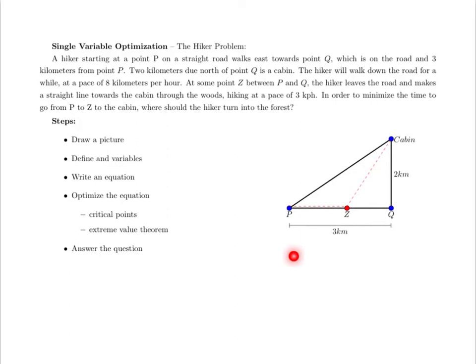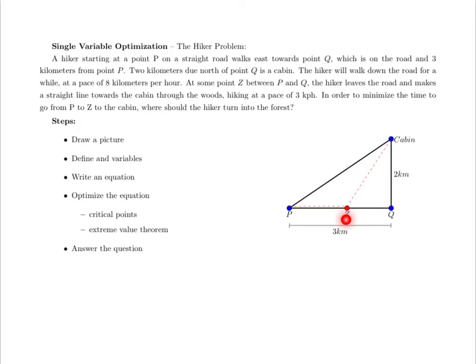At some point Z, indicated here on my picture by my red dot, between P and Q, the hiker leaves the road and makes a straight line towards the cabin through the woods, hiking at a pace of 3 kilometers per hour. In order to minimize the time to go from P to Z to the cabin, where should the hiker turn in the forest?